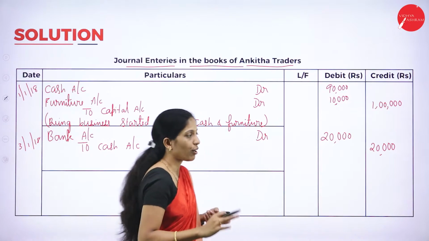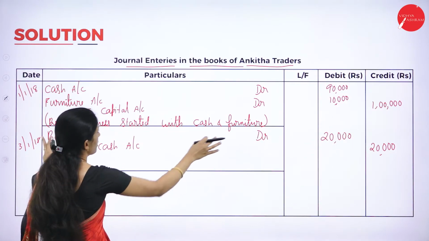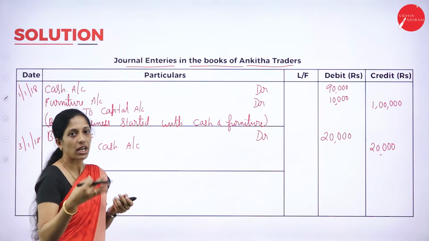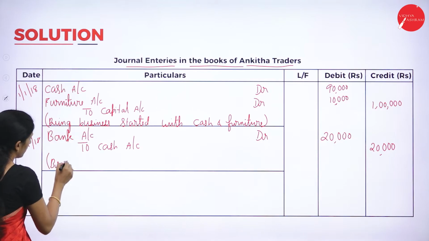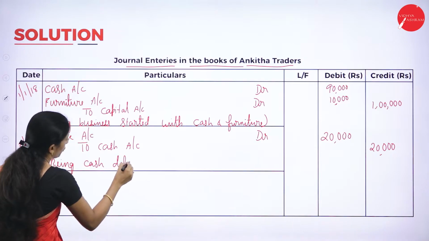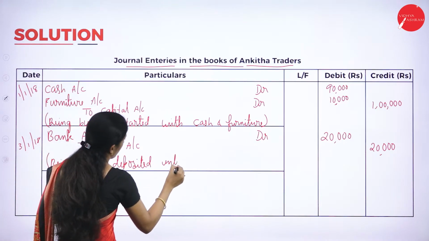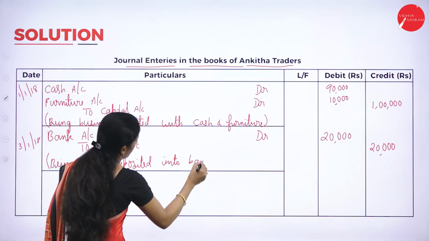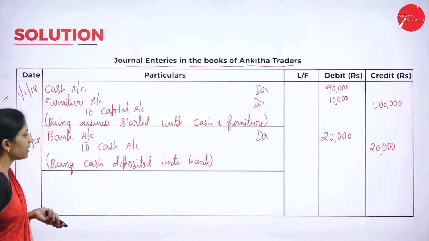Always remember, you are not going to draw a line for the whole thing. Only for the particulars you have to draw a line after each and every entry. Okay, so being cash deposited into bank. Close the bracket. So this is your second journal entry.